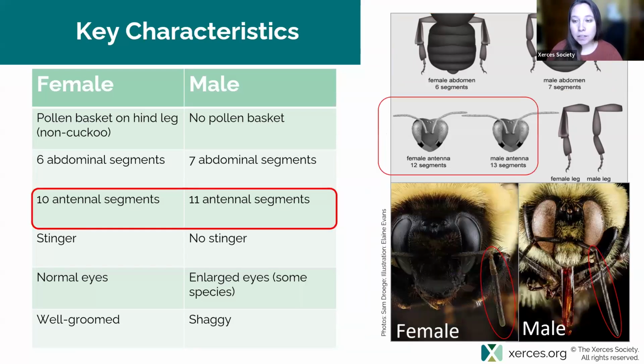Male and female bumblebees also differ in terms of the number of segments that they have on their antenna. Female bumblebees have 10 of these antennal segments, and male bumblebees will have 11.